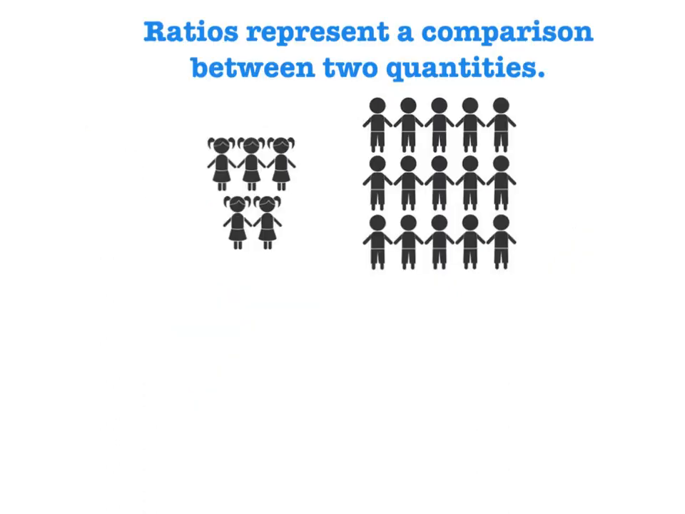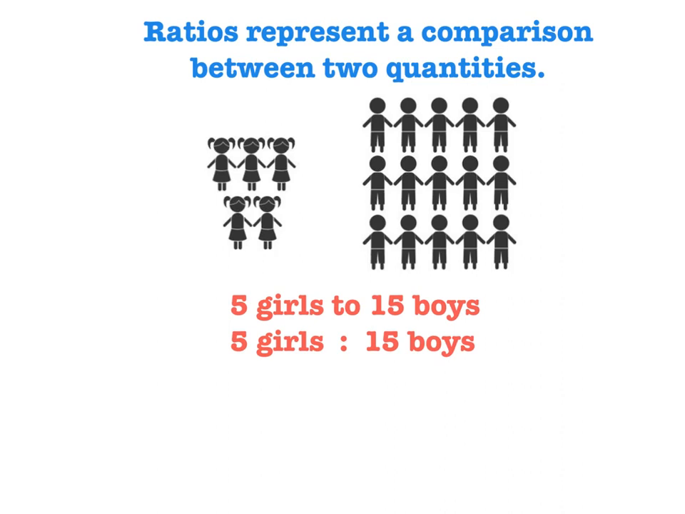Let's start by taking a look at what a ratio represents. Ratios represent a comparison between two quantities. Let's take a look at this image below. Let's think of it as a classroom. For this ratio, I could say I have 5 girls to 15 boys. Notice I use the word to, which is one form of a way that you can write ratios. You can also write ratios by using a colon. Some of you call a colon the 2 dots, but remember the proper term is a colon.